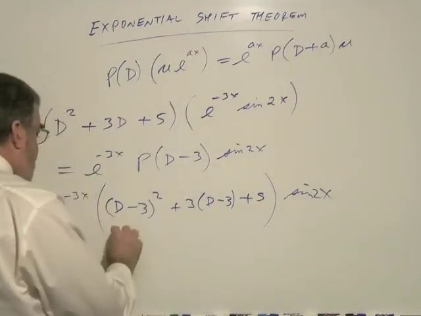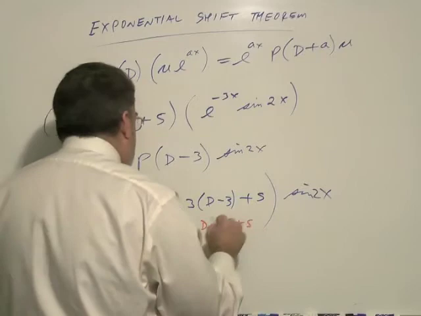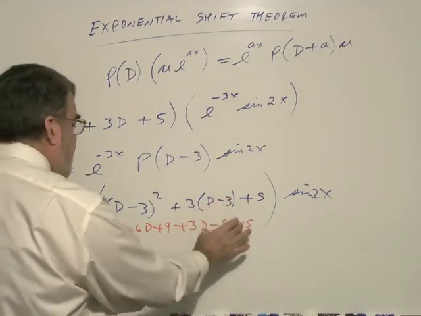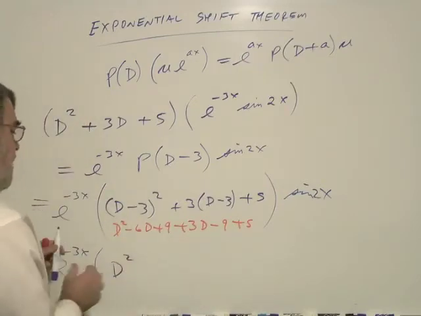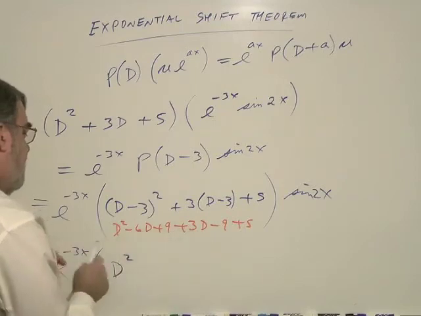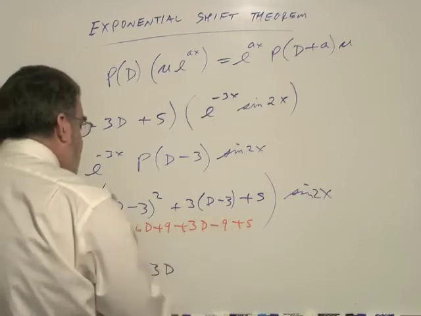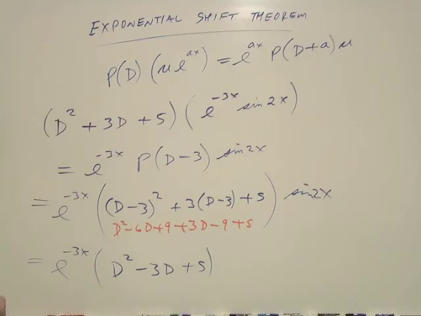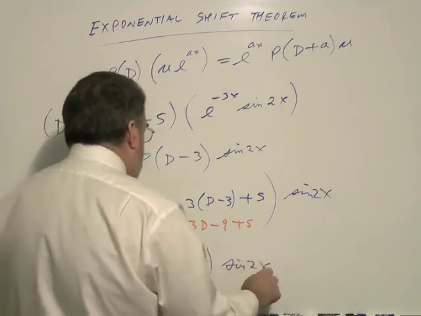This will be D squared minus 6D plus 9 plus 3D minus 9 plus 5. So that's going to be equal to e to the negative 3x, and then when I take this mess here and combine terms, I have D squared, and negative 6D plus 3D is minus 3D. Then the 9's cancel, but I still have plus 5. There we go. So we end up with D squared minus 3D plus 5 operating on sine 2x.